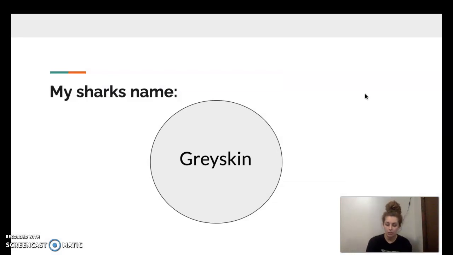So the first thing I need you guys to do is write on your paper, my shark's name. Make sure we're spelling everything right because I have it right on the slide for you guys. So let's talk about what that means. My shark's name is Grayskin. If you notice, that is not an everyday name that we see, like Lily, Lainey, Jared. My shark's name is something that I think a future shark could actually be named. So I want you guys to think about it and write your name down on the paper.